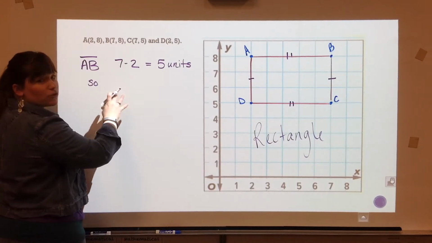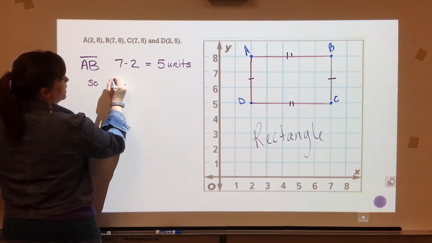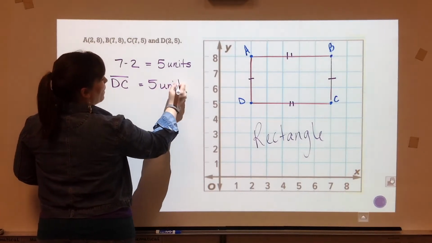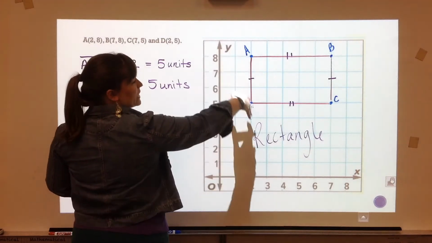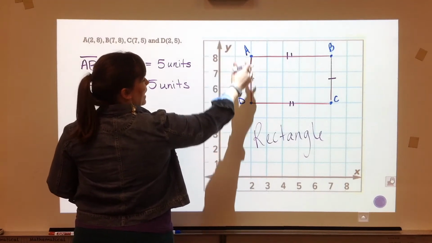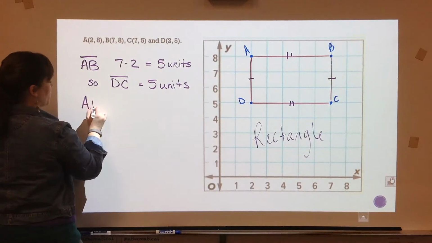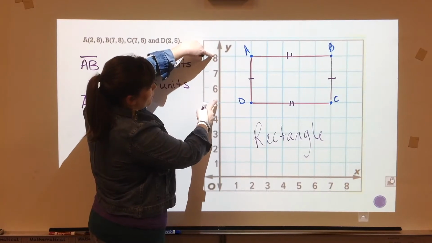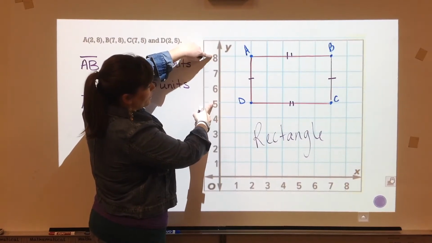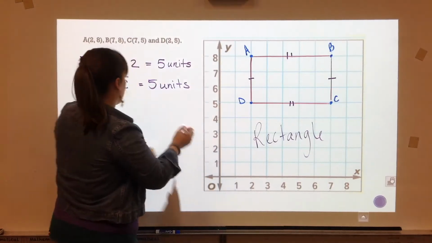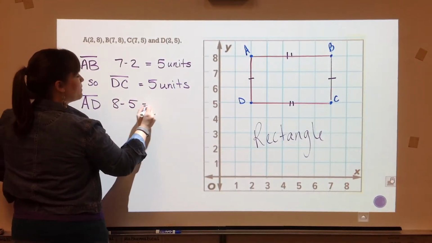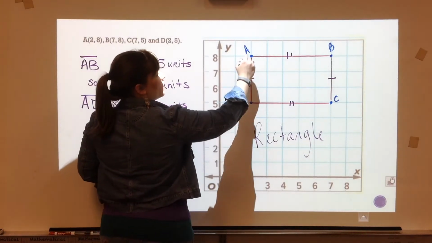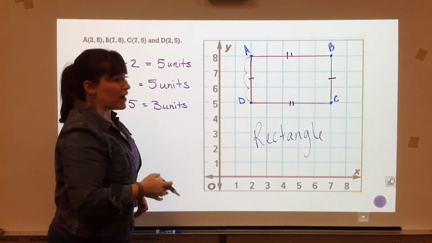So now we can also name the bottom of the rectangle, that's line segment DC, as the 5 units as well. Now let's do the left-hand side of the rectangle, and that is AD. So we're going to label AD, and then we're going to figure out what two numbers to subtract. Notice the difference in the coordinate points are 8 and 5. We're going to subtract 8 and 5 and get 3 for our length.